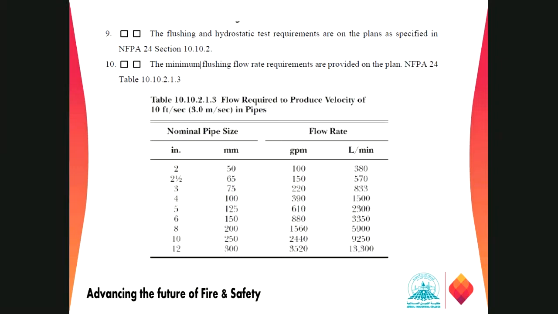And then we have the requirement for the hydrostatic test, right? 200 psi, or 1.5 times the maximum working pressure, for hours. And the flushing flow rate: we have to flush the piping once construction is complete, just to remove all the obstructions from the piping as per NFPA 24 requirement.